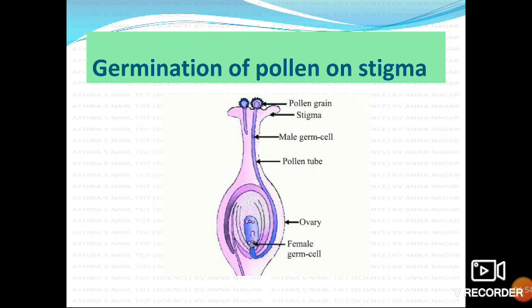Germination of pollen on stigma. Here you can see that two pollen grains are there on the stigma, and both are showing pollen tubes, but one of them has a very long pollen tube, and it has already reached the ovule. There, the male gamete from the pollen tube will fuse with the female gamete inside the ovule and the zygote is formed there.